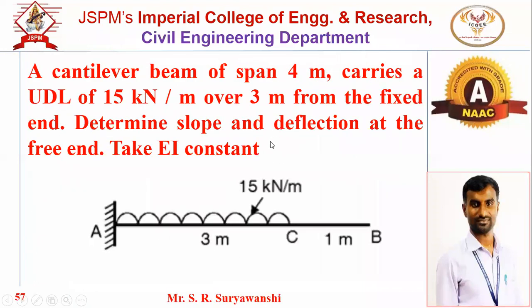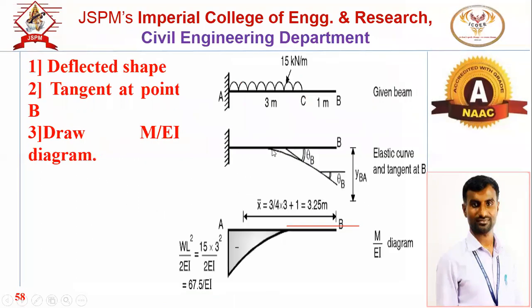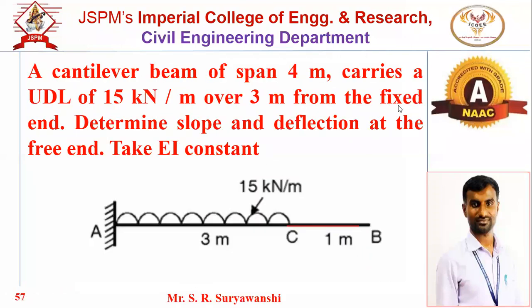Now again we will discuss one numerical using the moment area method. This is a cantilever beam subjected to a UDL up to a length of 3 meters. On the CB portion, the 1 meter portion, no loading is acting, and we have to find out the slope and deflection.